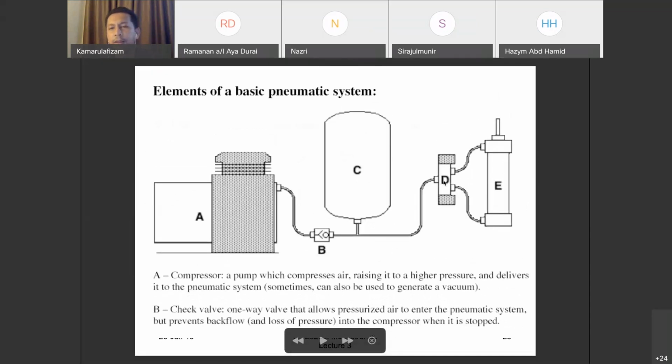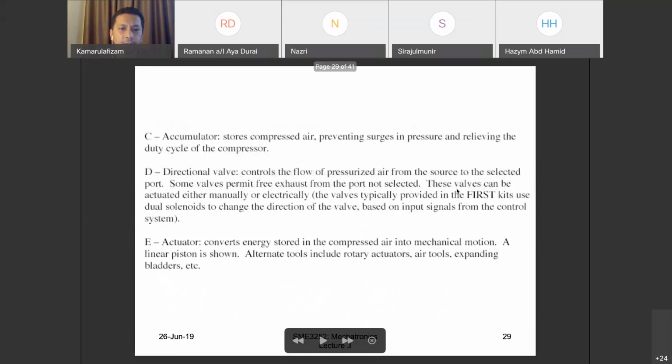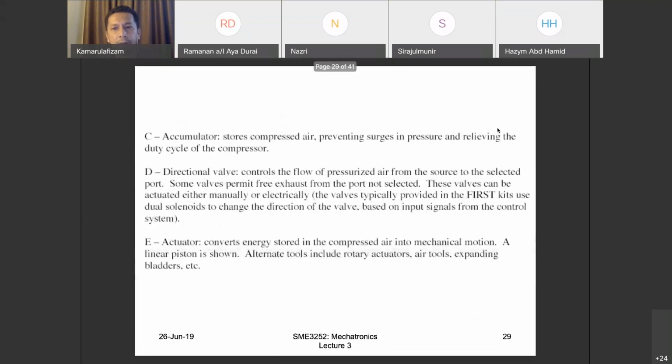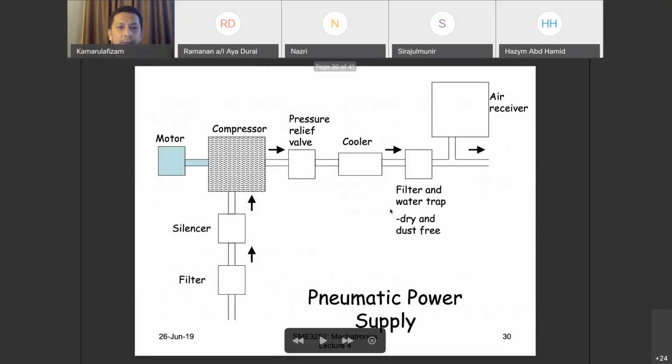Okay, D is directional valve. This is basically actuator yang select udara daripada sini ni nak keluar ke sini ke nak keluar ke sini. So that's directional valve. And E is actuator, converts energy stored in compressed air into mechanical motion. Contohnya dekat sini linear motion lah. Alright. So udara yang dekat sini dia compress piston, dia akan menggerakkan wheel yang dekat depan. So this is very basic pneumatic system lah. Kat mana-mana pun you tengok yang sekarang ni advance ke tak advance ke, the basic ni mesti ada juga.